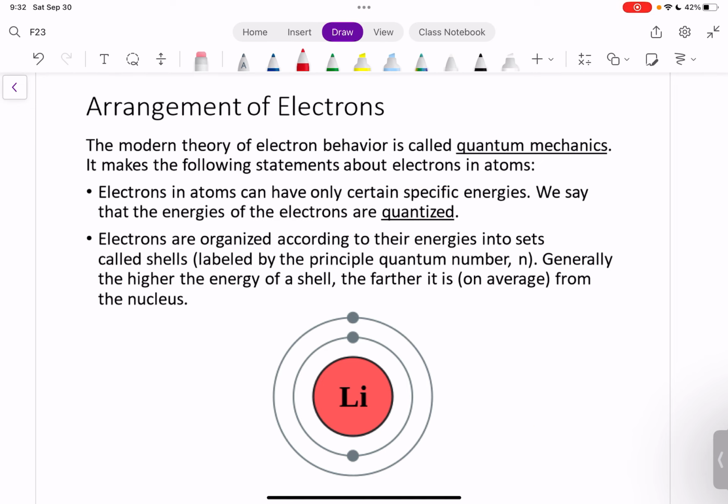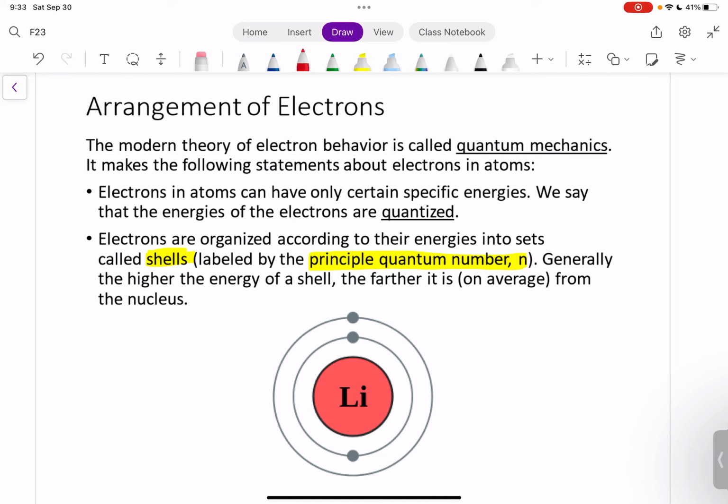Quantum mechanics also says that electrons are organized according to their energies into sets that we call shells. These are labeled by something called the principal quantum number, which is represented by the lowercase n. We'll talk about that more in a second. But generally, the higher the energy of the shell, the farther it is from the nucleus.